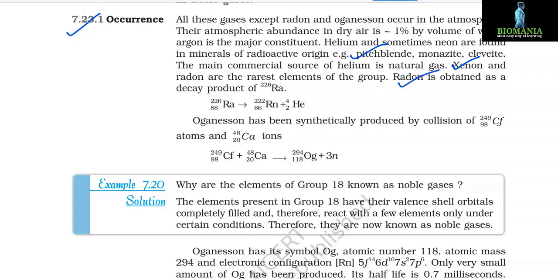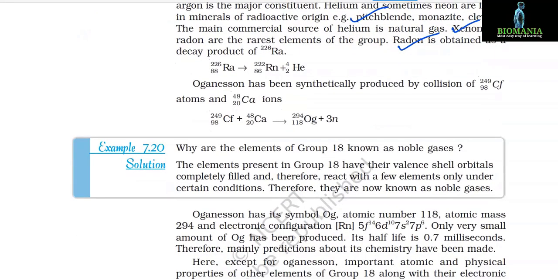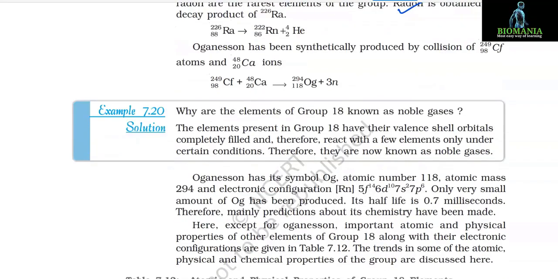Radon is obtained as a decay product of 226Ra. 226/88 Ra gives 222/86 Rn + 4/2 He. Oganesson has been synthetically produced by collision of 249/98 Cf atoms and 48/20 calcium ions. 249/98 Cf + 48/20 Ca gives 294/118 Og + 3n.